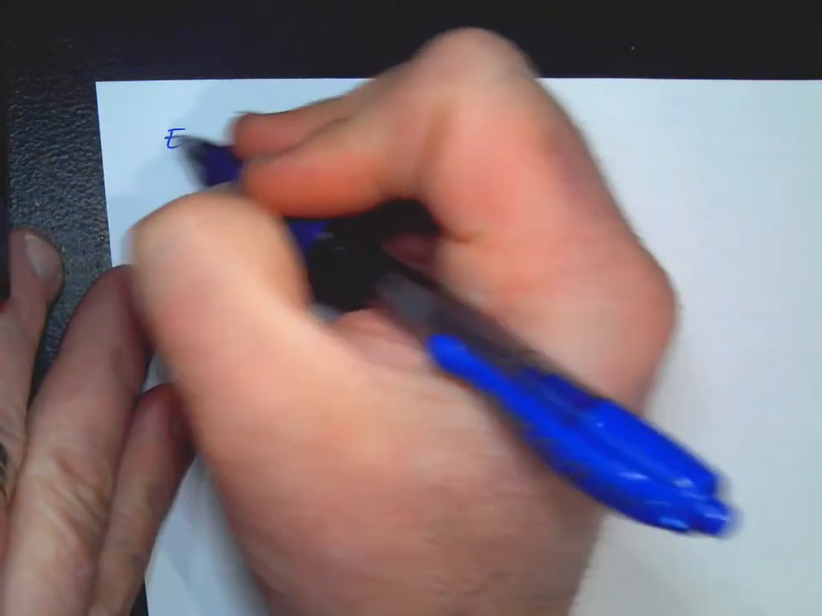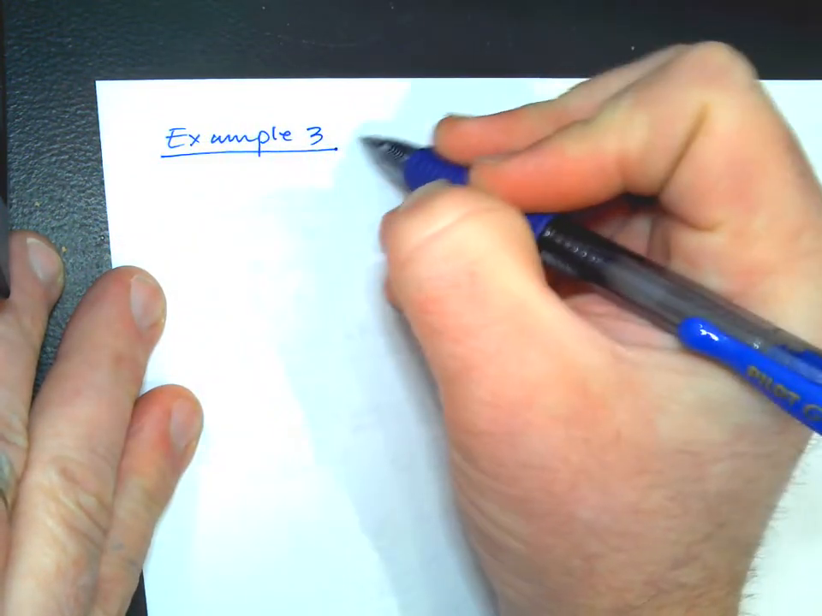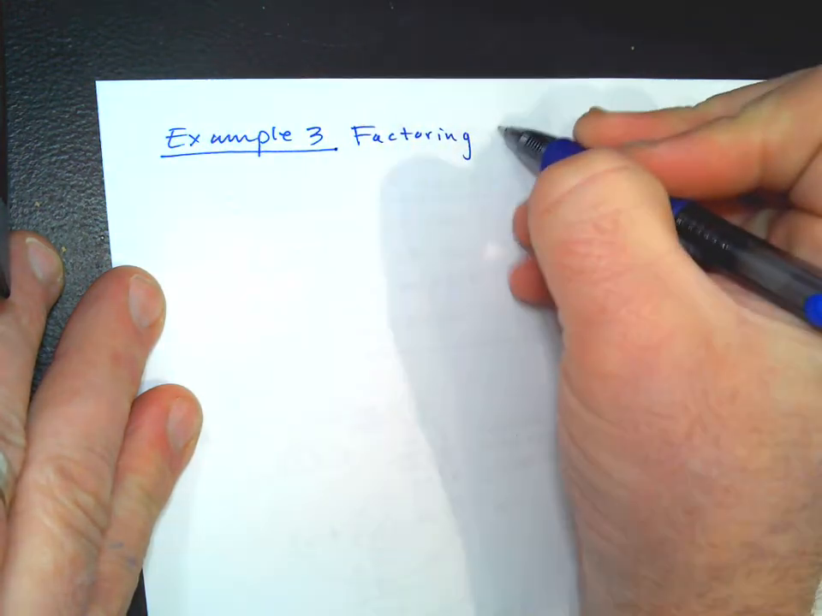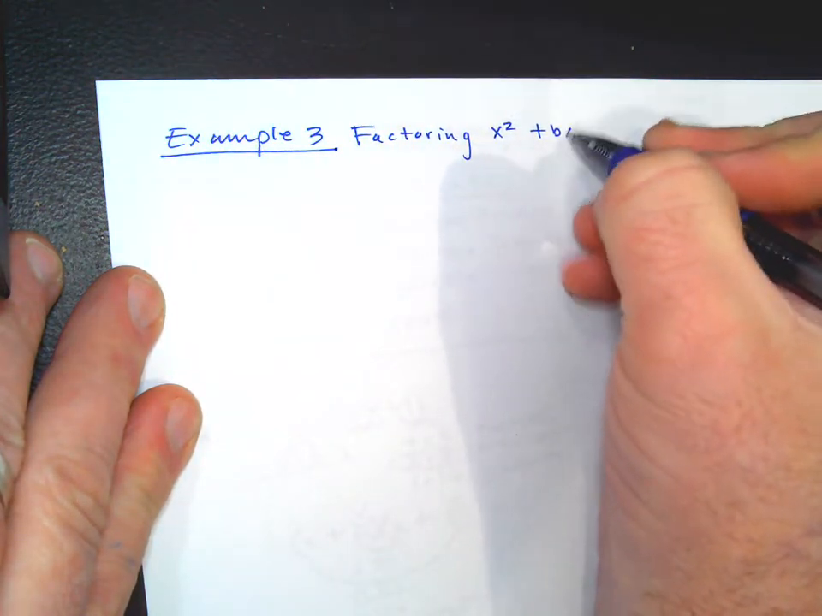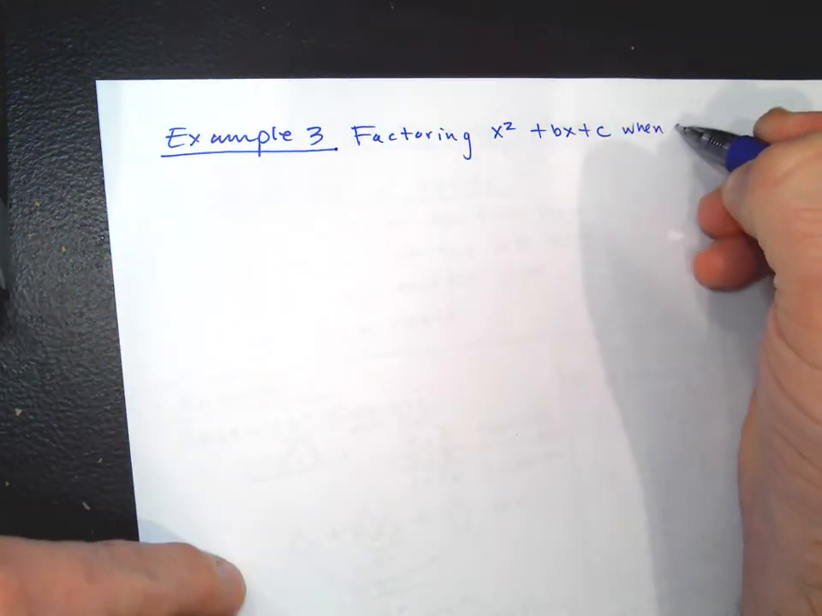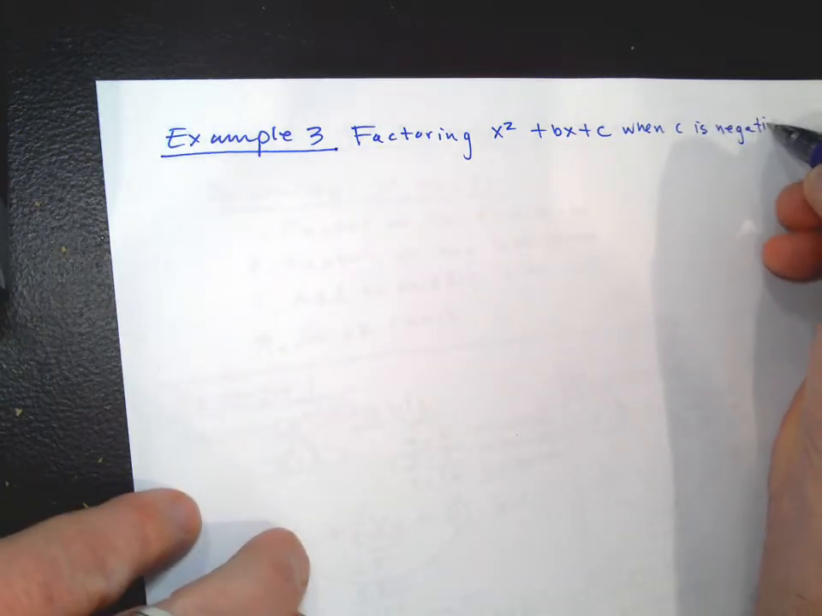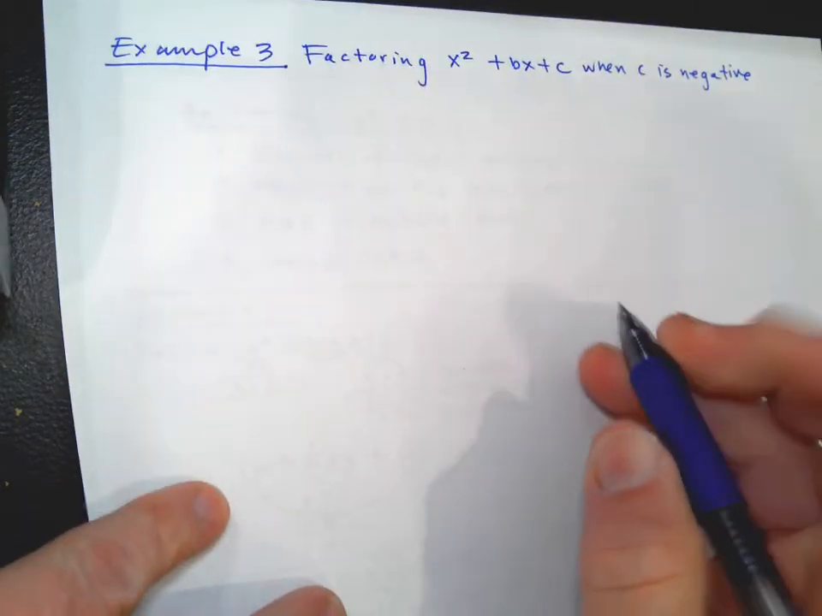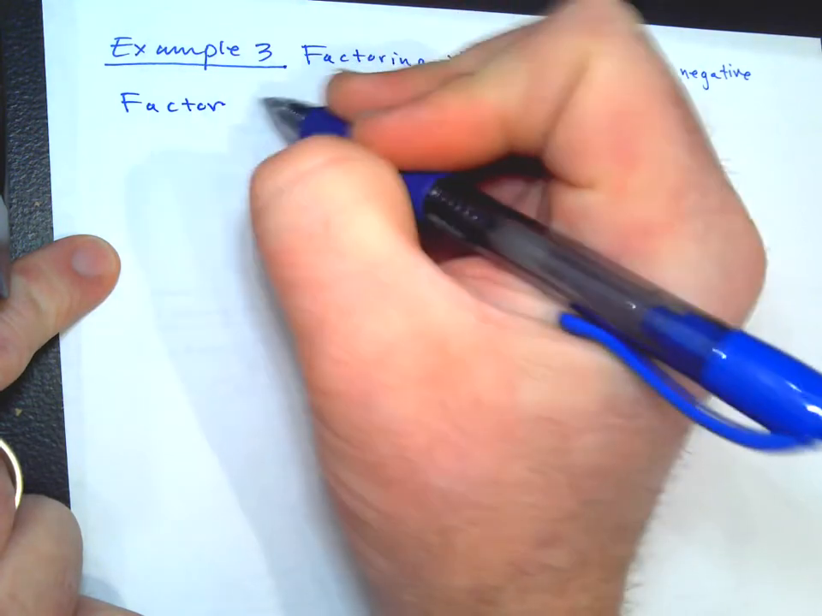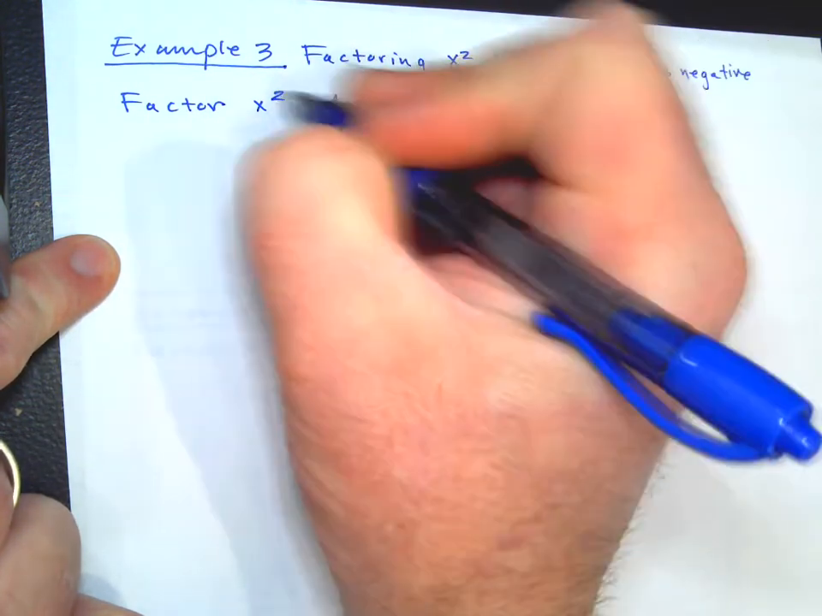Example 3. This time we're going to be factoring x squared plus bx plus c, which is what we've been doing the whole time. But this time when c is negative. So a little different situation, but we're going to use pretty much the same technique. So let's try an example. Factor x squared plus 4x minus 21.